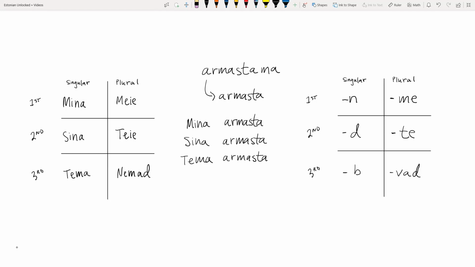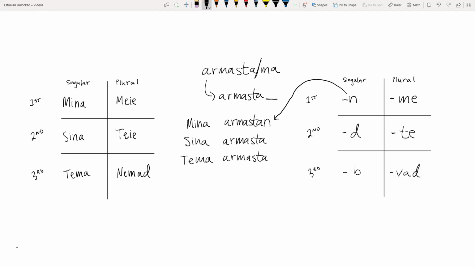If we take the verb armastama and we chop off this ma at the end, we are left with armasta. This is what we call the conjugation stem. Now to use this, we choose a pronoun. So let's choose mina, I. And then we take our conjugation stem and we add it next to it, armasta. And there's a big old gaping hole on the end from where we chopped off this ma. And so we add to it the ending, the suffix that comes from that other table, the n. Mina armastan. And that means I love.